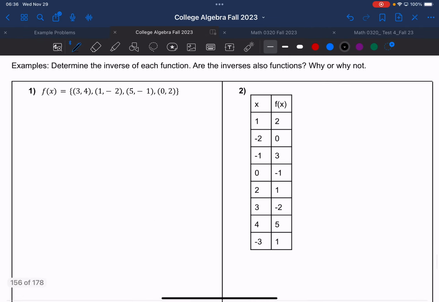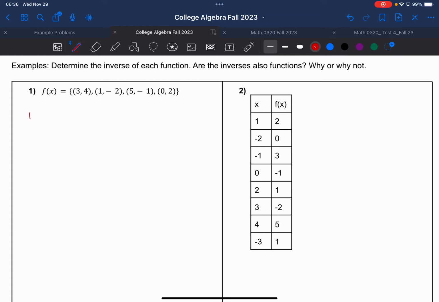Now let's look at some examples. So in these examples, it wants us to find the inverse. And then once we find the inverse, it wants us to define if the inverse is a function. How do we determine if something is a function? Do you guys remember? Especially looking at tables and points. No repeat x's, right? Yes. So x's cannot repeat.